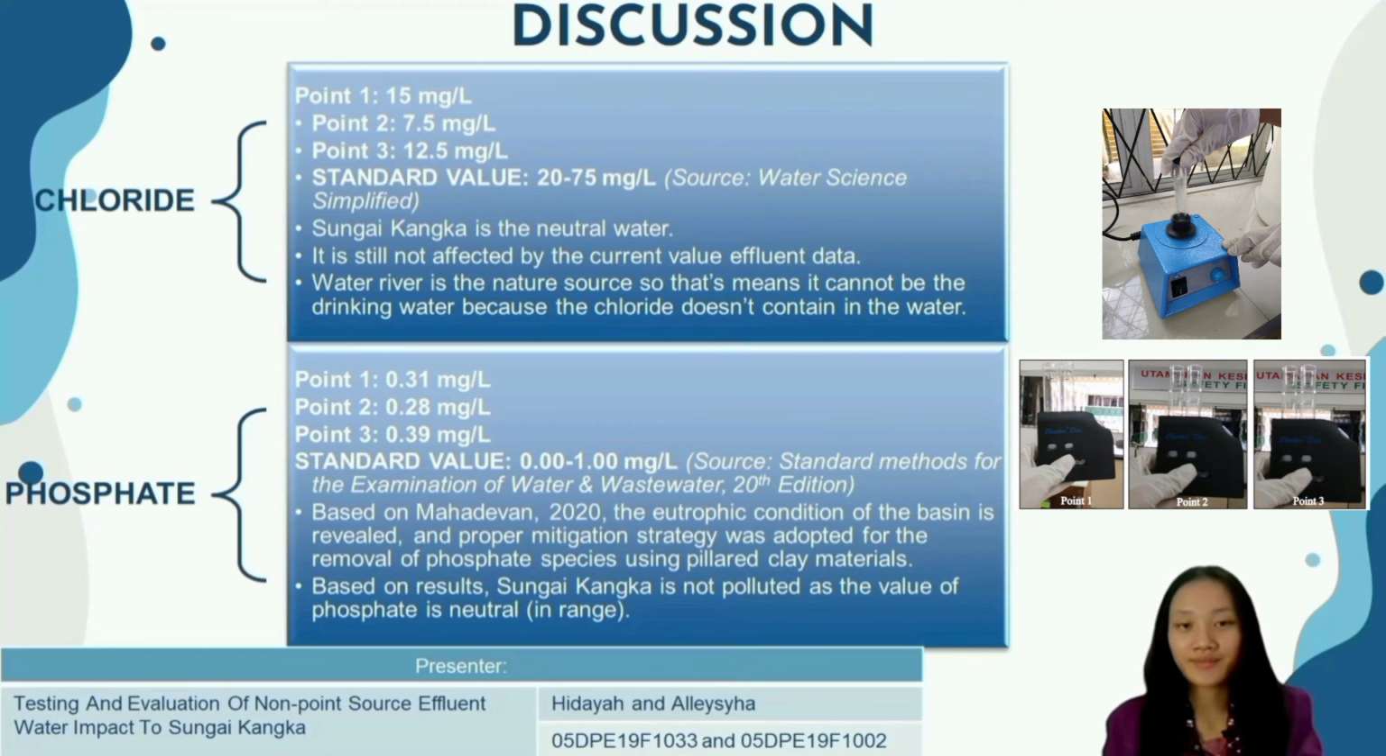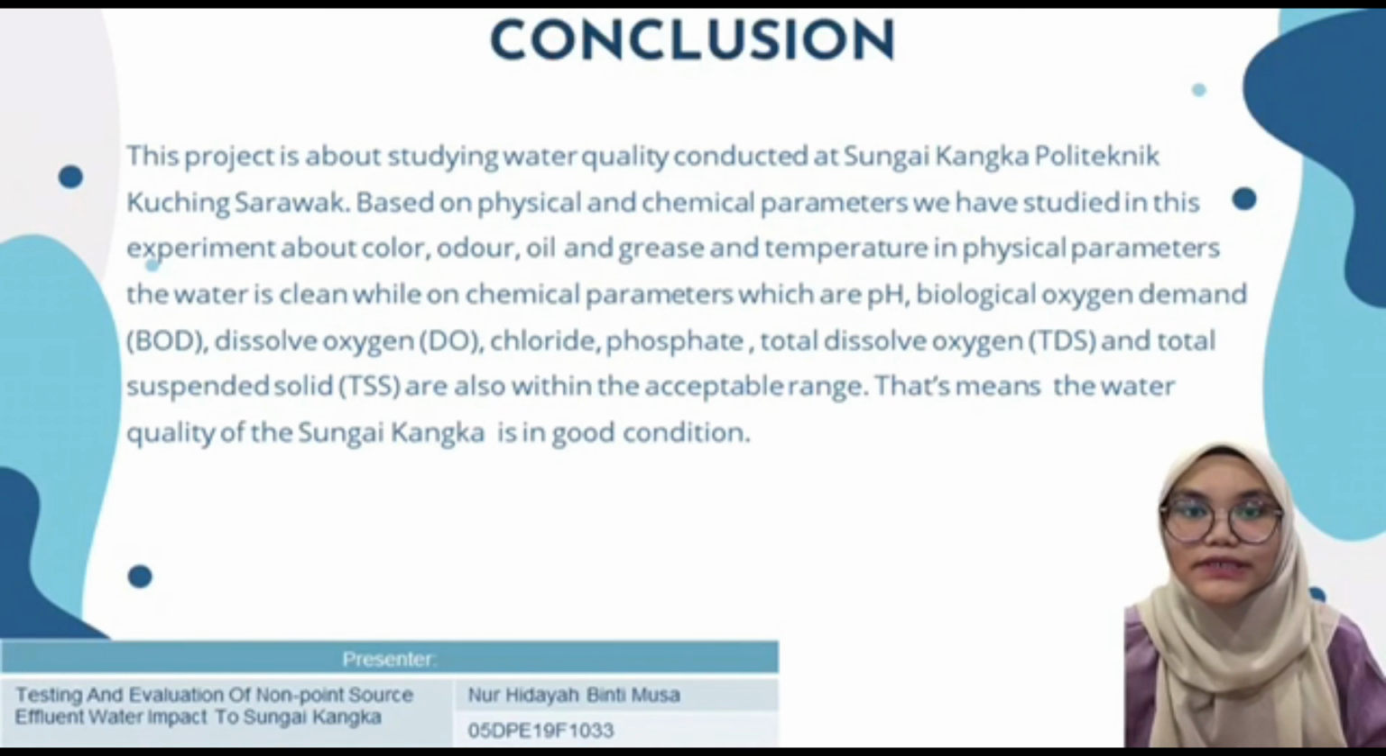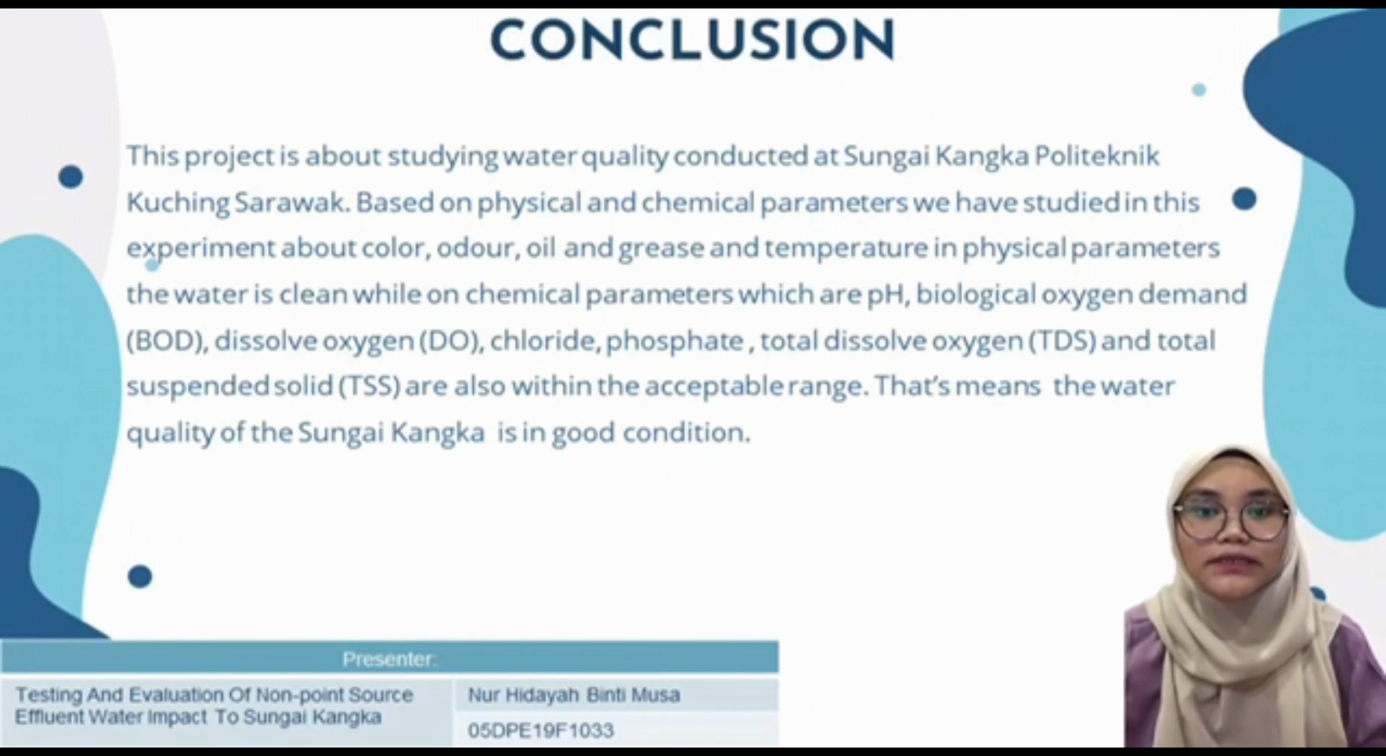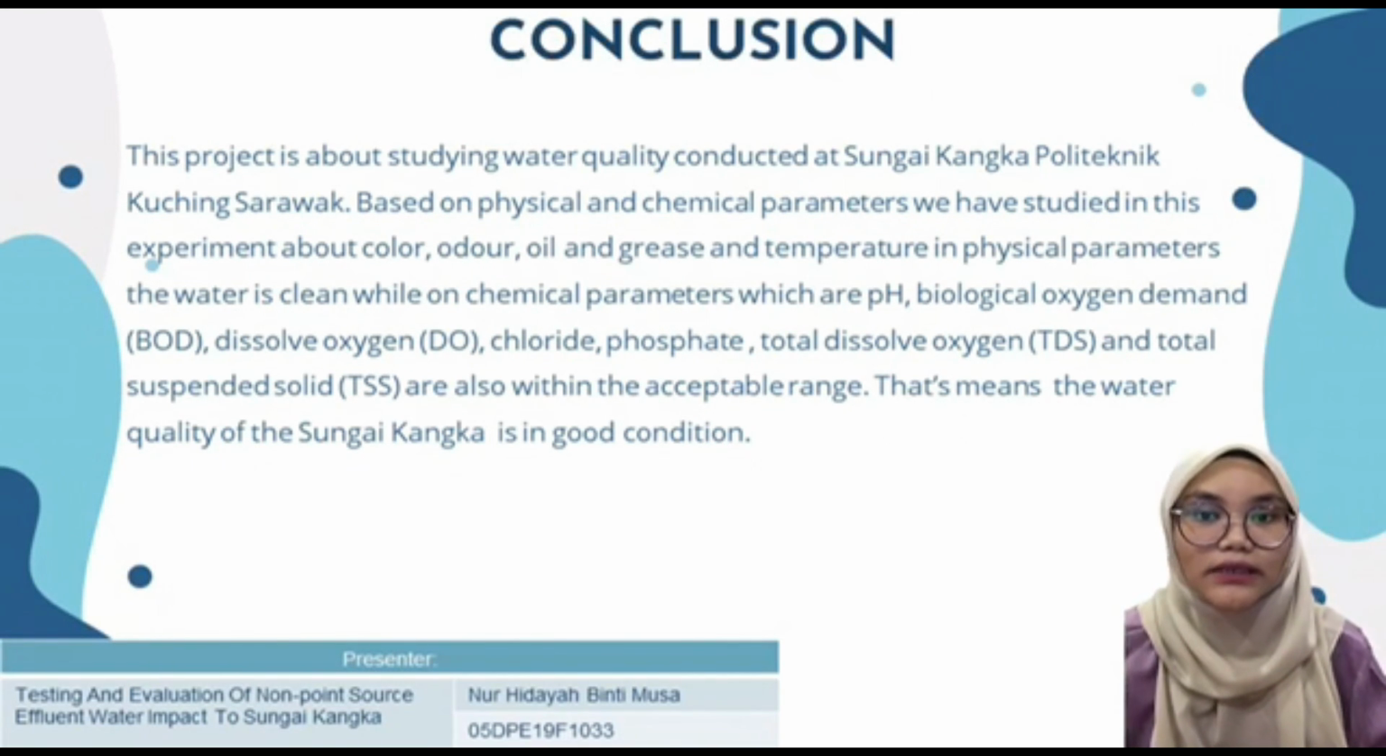The conclusion is, this project is about studying water quality conducted at Sungai Kangka, Polytechnic Kuching, Sarawak. Based on physical and chemical parameters, we have studied in this experiment color, odor, oil and grease, and temperature. In physical parameters, the water is clean, while chemical parameters, which are pH, biological oxygen demand, dissolved oxygen, chloride, phosphate, total dissolved solid, and total suspended solid, are also within the acceptable range. That means the water quality of Sungai Kangka is in good condition.